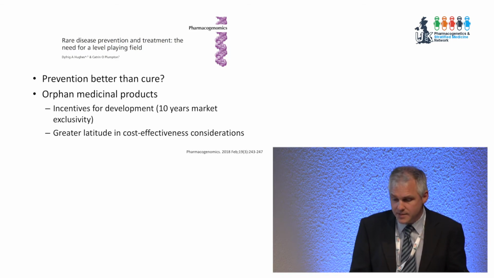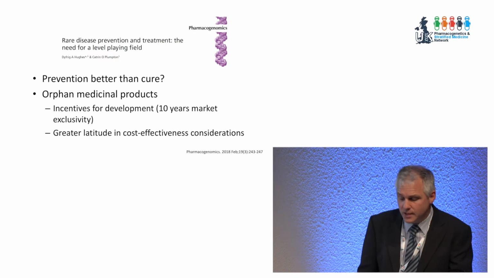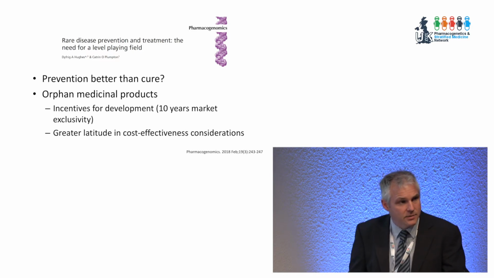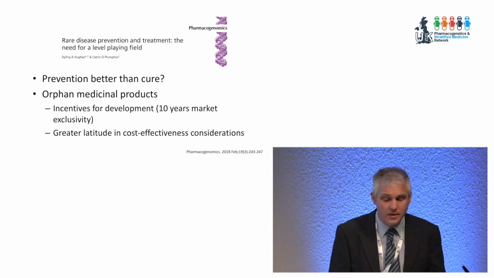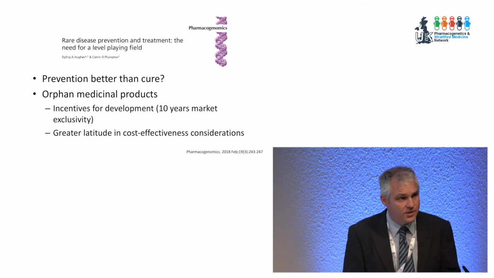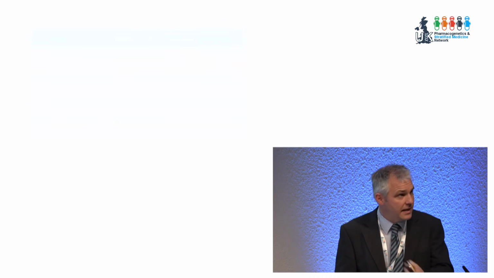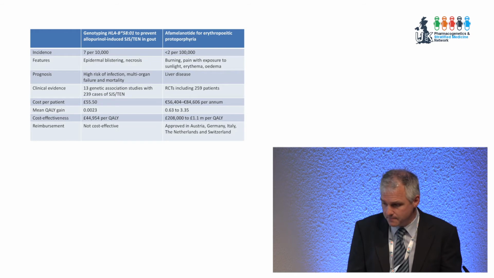Now, there are incentives in place for the development of orphan drugs, which include 10 years of market exclusivity, and 50% of all new medicines approved by the European Medicines Agency last year were orphan drugs. Similarly, at the FDA, 50% were orphan drugs, and that's increasing over time. You can well appreciate why some of these orphan drugs cost several tens, if not hundreds of thousands of pounds per patient per year, and there is greater latitude in the consideration of cost effectiveness, meaning that these get on the formulary without many questions being asked.